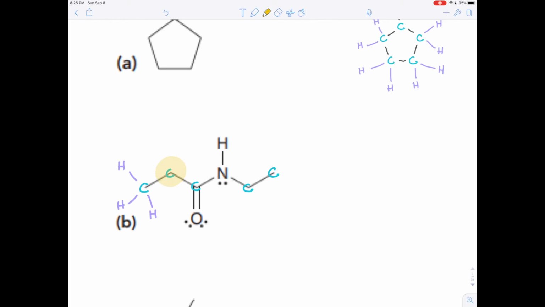For this next carbon, it has 2 bonds explicitly drawn in. But the carbon needs 4 bonds, and so it must have 2 more implied bonds to hydrogens.